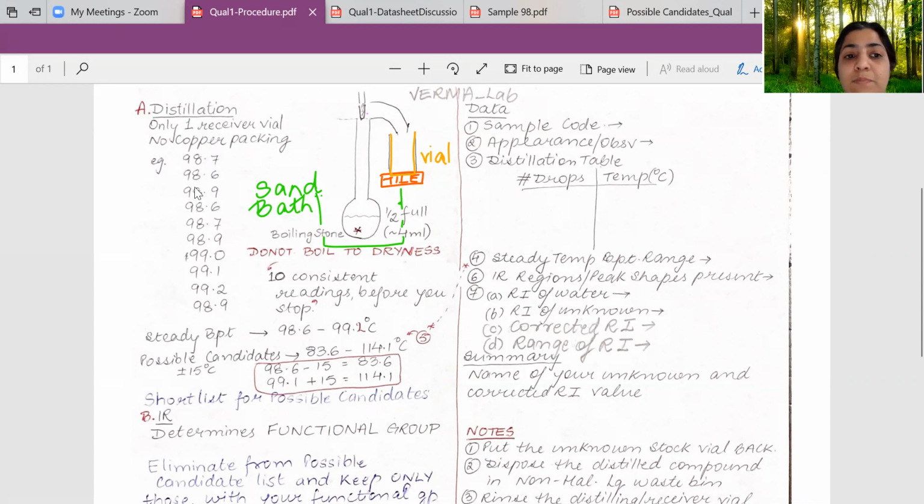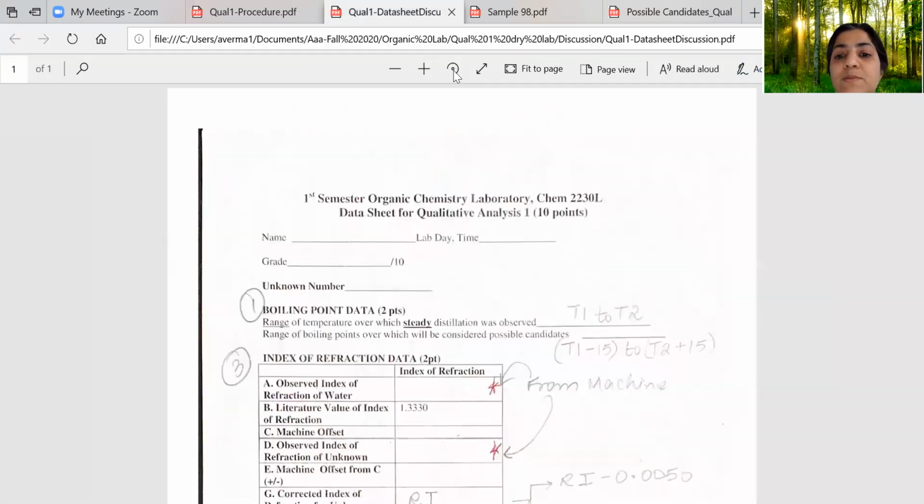So in this example that I am showing you, what is my steady boiling point range? I see that I have these 10 consistent readings, and 98.6 is the lowest number. What is the highest number that I see here? I see 99.2. So this has become my steady boiling point range, and this is what I'm going to record in my notebook as well as on my data sheet.